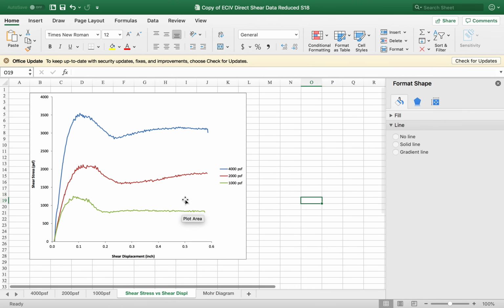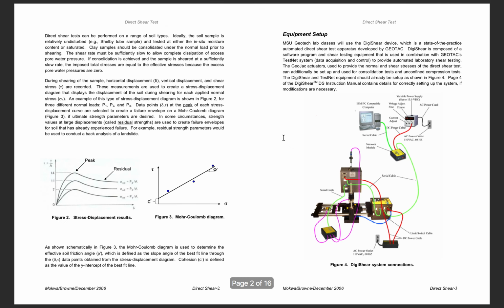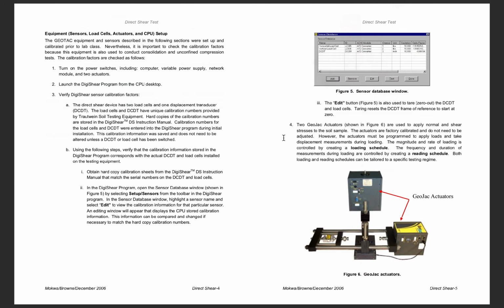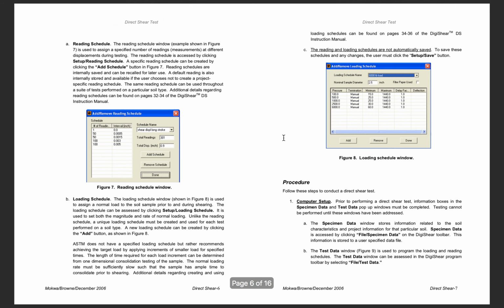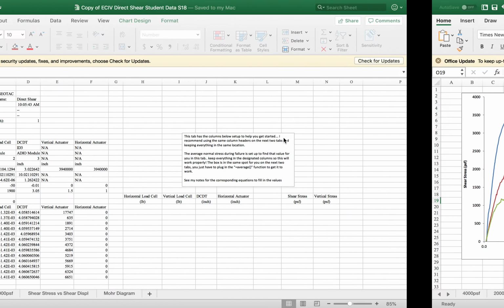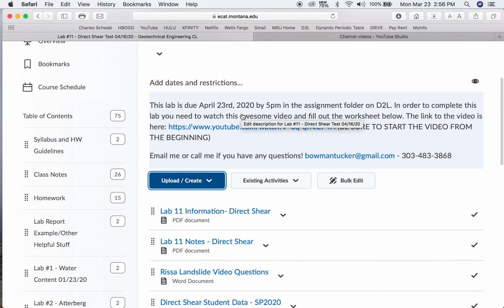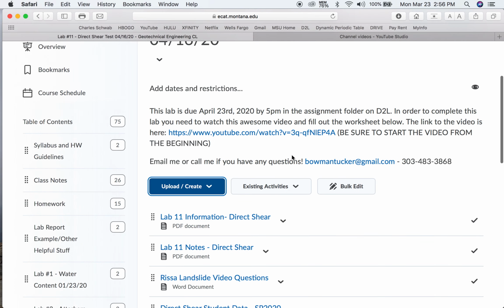This is mainly what you're after. And this is just describing the overall procedure, so I'd go through this and read through it since I can't be there to explain it to you guys in person. And this will be due April 23rd by 5 p.m. in the assignment folder. I set up another assignment folder for you guys. If you're having trouble submitting it, let me know.